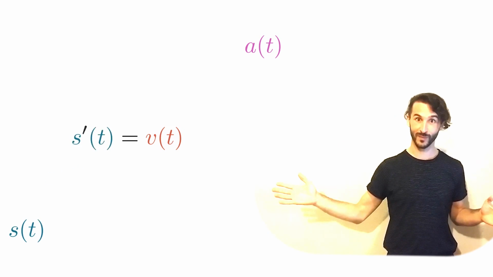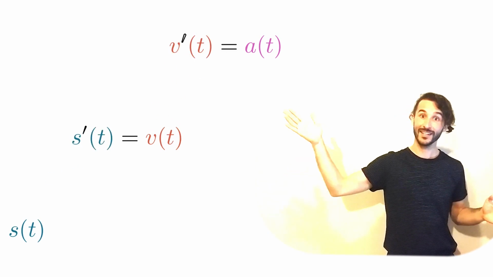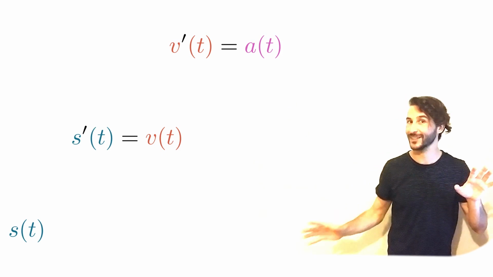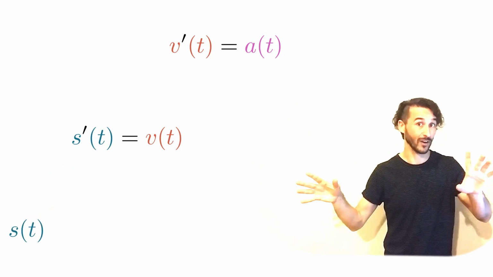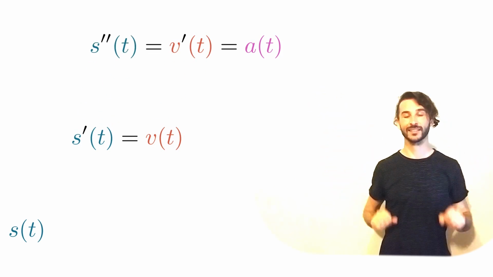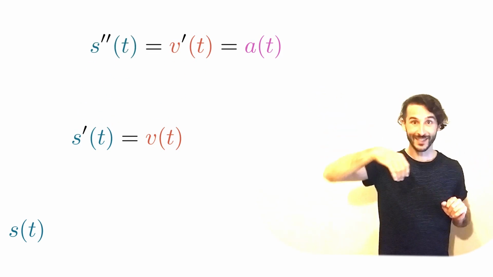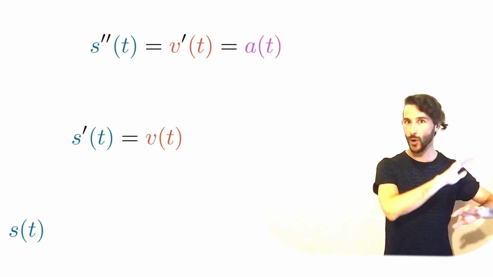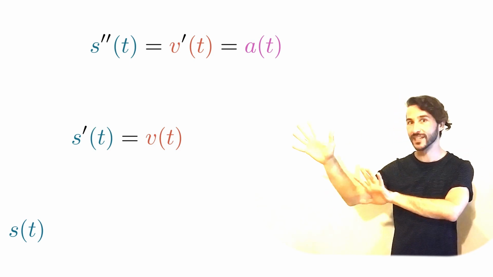Velocity is the derivative of displacement, and acceleration is the derivative of velocity. Therefore, if we differentiate the displacement once, we find the velocity, and if we differentiate it twice, we obtain the acceleration.